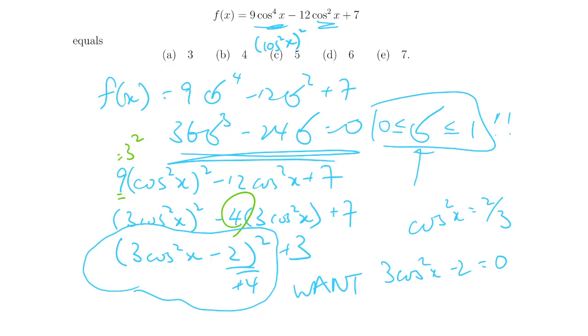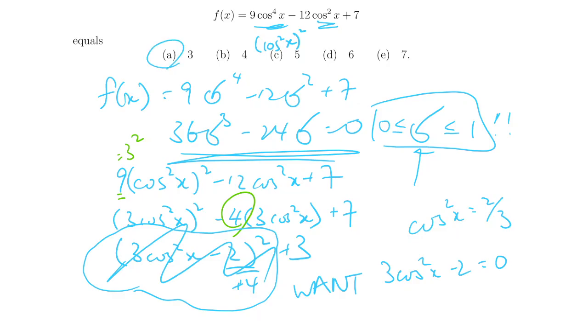Thing is, I don't care where it's achieved. I don't care what the x is. Don't even try to find what the x is. I only care that it's 2/3. That's it. So this guy's 0, so bye-bye. So this is 3. 0 plus 3 has to be 3. So there you are.